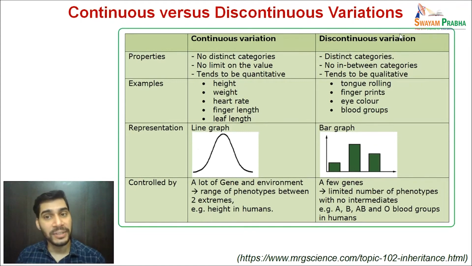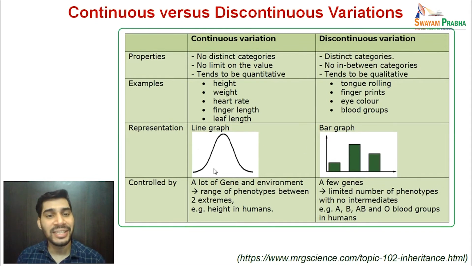Whereas in discontinuous variations, there are distinct categories, as I just mentioned, different blood groups. There are no in-between categories. There cannot be a blood group which is slightly O and slightly AB. And these tend to be qualitative. For example, tongue rolling. There is no variation in tongue rolling. Either you can or you cannot. Fingerprints, eye color, blood groups, these are all examples of discontinuous variations.